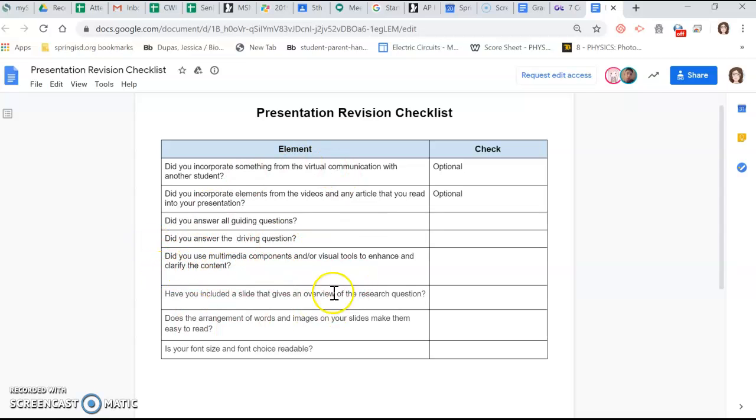This is really for your presentation, but basically, when you're thinking about turning in things, what you really want to focus on is, did I answer all the questions? That's what you really want to focus on. And then, this is not the multimedia components. This is, have you included a slide that gives an overview of your research question? Does the arrangement of words and images on your slides make them easy to read? Is your font size and font choice readable?